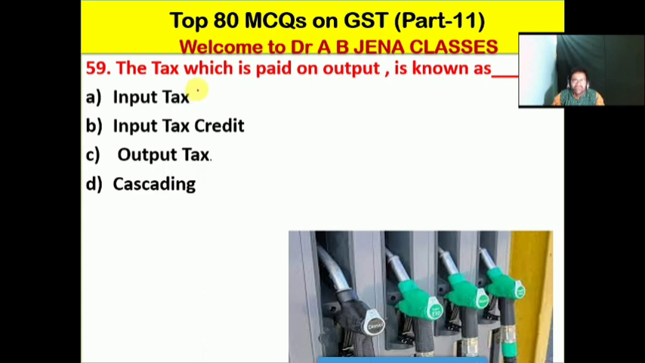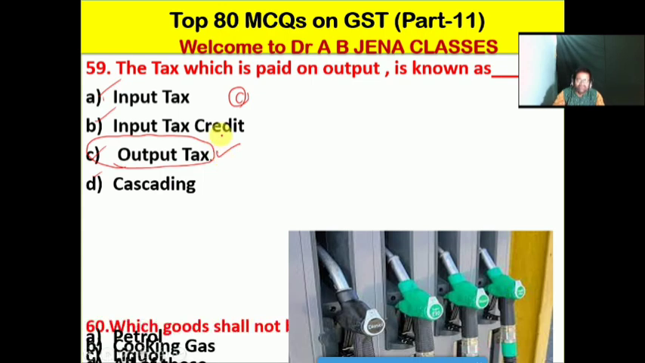So next one हम देखेंगे, the tax which is paid on output is known as क्या है: A, the input tax; B, the input tax credit; C, the output tax; D, the cascading. No doubt friends, C is the right option for this MCQ. The tax which is paid on output is called output tax.